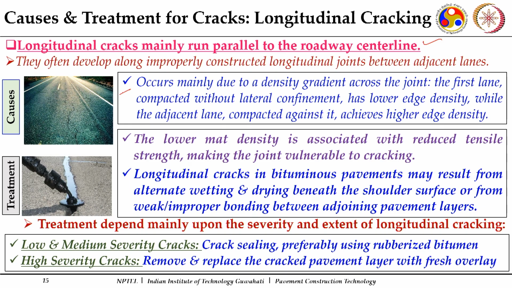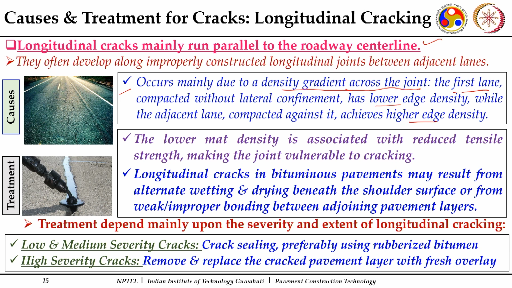So, when does it occur? Mainly due to a density gradient between the existing one and a newly laid one, or between two adjacent mats. And why does this density gradient come at the joint? Because the first lane is compacted without any lateral support. But when the second, adjacent lane comes, it already has lateral support. So, its density at the edges is more compared to the first one. So, this leads to a density gradient at the joint.